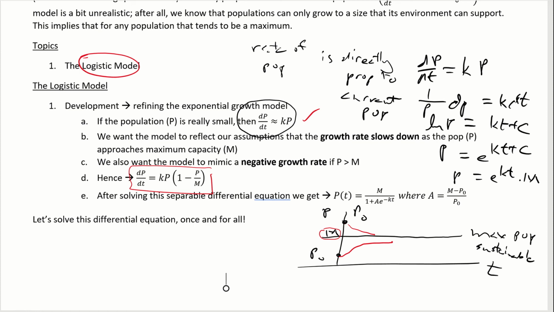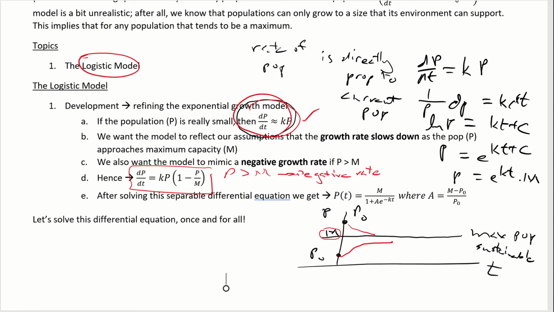Now what happens? If P is bigger than M, this P over M is a number bigger than 1. So 1 minus something bigger is negative, and there you go, you've got a negative growth rate. What happens if it's less? If P is less than M, it's going to be positive, but if P is really, really small, then the 1 is good enough to predict, because it's going to curve upward.